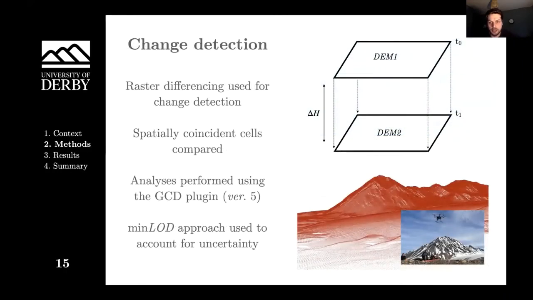For change detection, we used UAV surveys. We used the DJI S800 to obtain contemporary images of this landform, and we compare it to LiDAR data collected by the NERC ARSF and also photogrammetrically derived structure-from-motion DEMs. This approach uses spatially coincident cells to allow us to understand land surface change. We performed this analysis using Wheaton and colleagues' GCD plugin. We use a minimum level of detection approach to account for uncertainty in these topographic datasets.